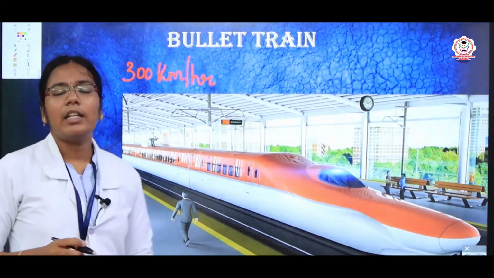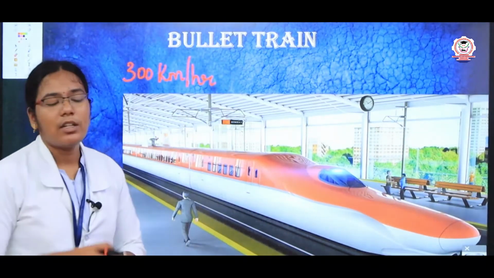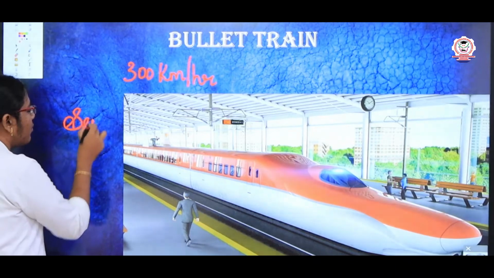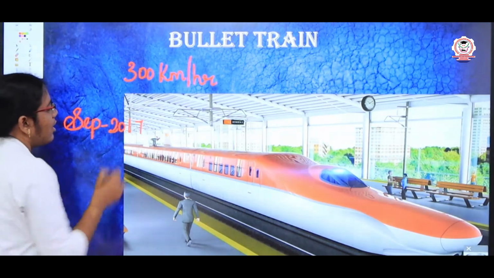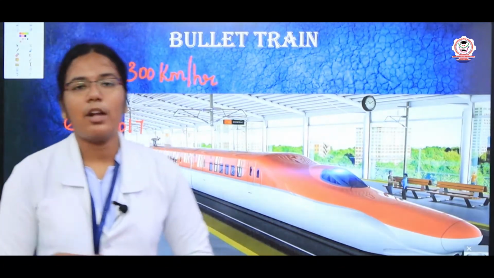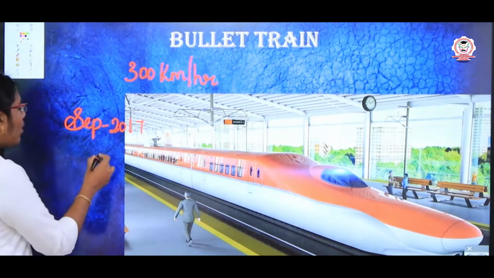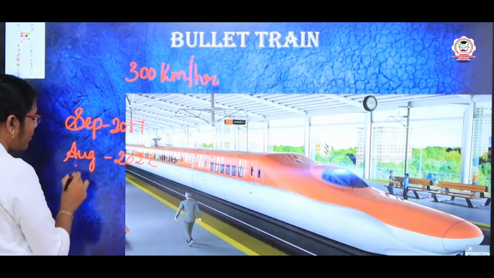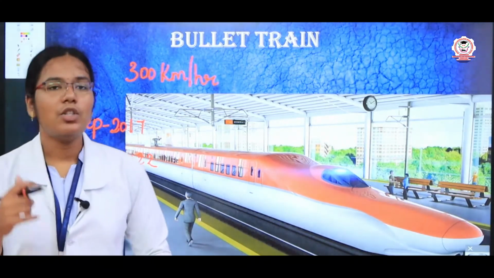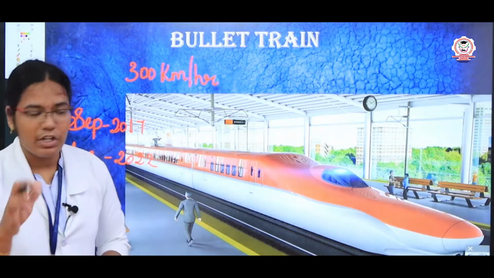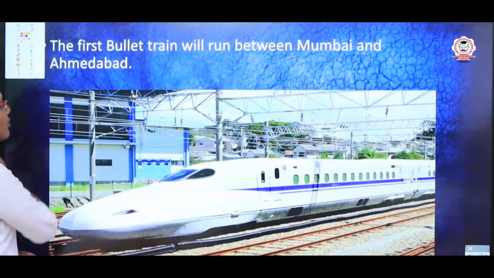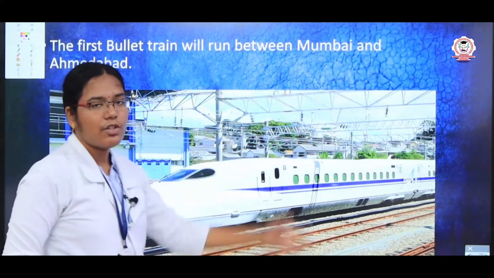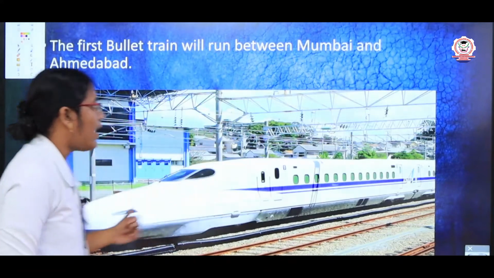The proposal has started, and the construction work on that corridor started in September 2017. They are planning to start a bullet train system on August 15, 2022. So the construction work has started. Where are they going to introduce it? They are going to introduce the bullet train between Mumbai and Ahmedabad.